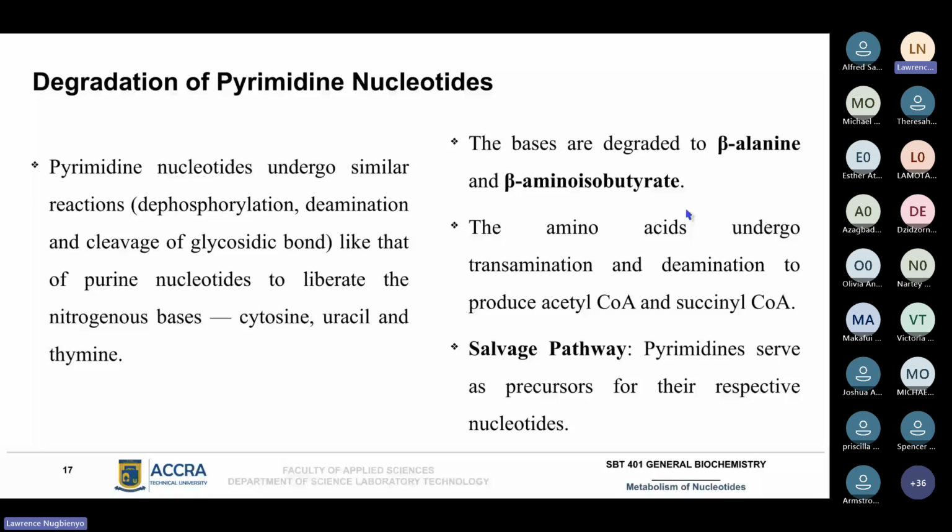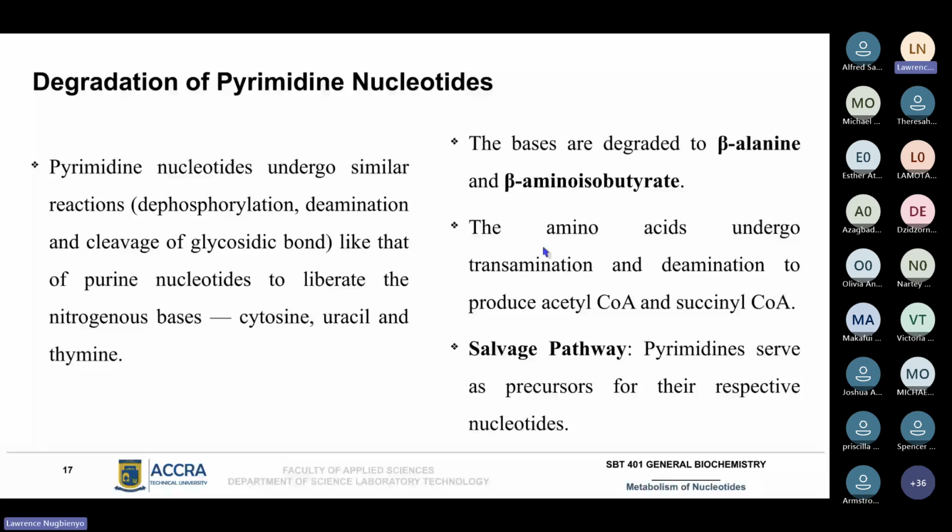The salvage pathway of pyrimidines will also serve as that recycling of the nucleotide, the nitrogenous bases, into the formation of nucleotides, so that apart from what we saw, the de novo synthesis of pyrimidines, you have the nitrogenous bases, these pyrimidines, binding onto their respective phosphosugars to give you their respective nucleotides, just like what we saw in the salvage pathway of the purine nucleotides.